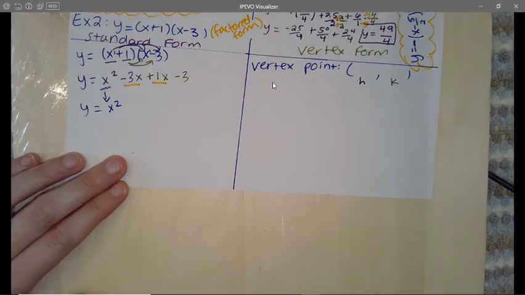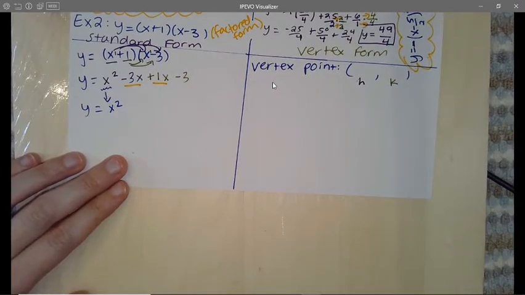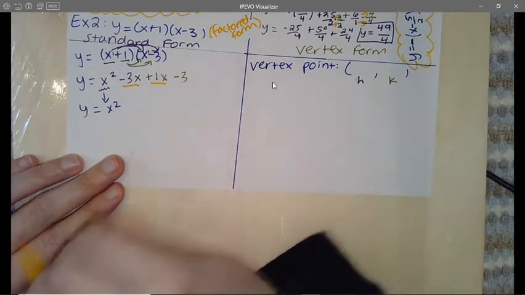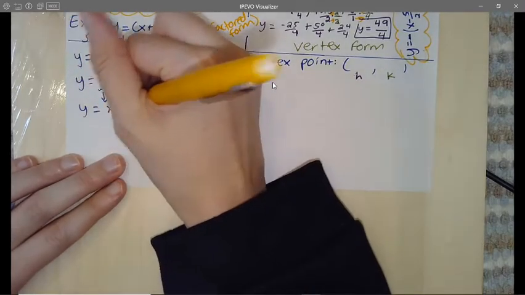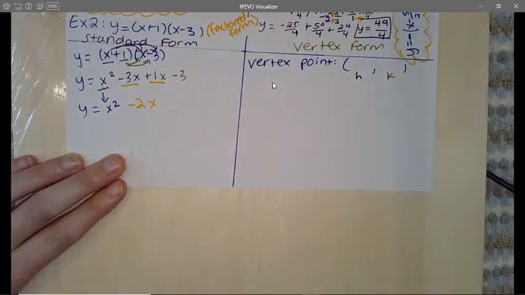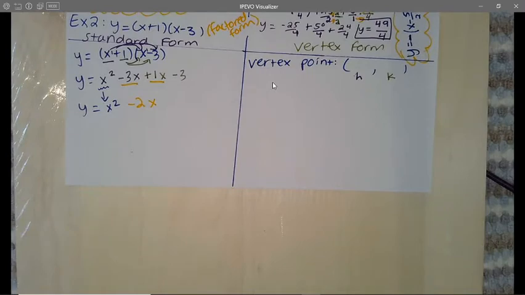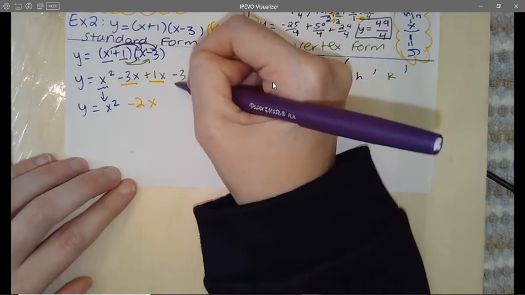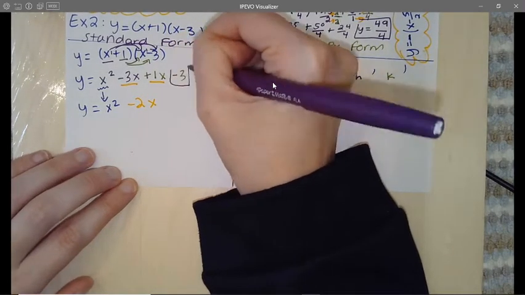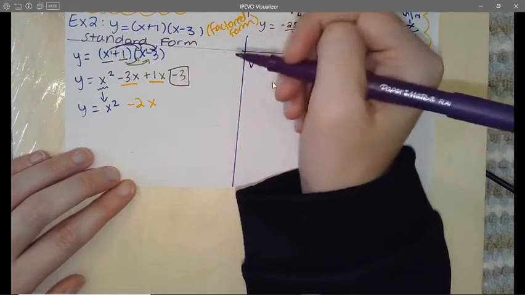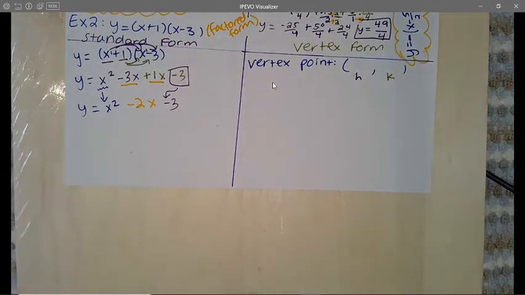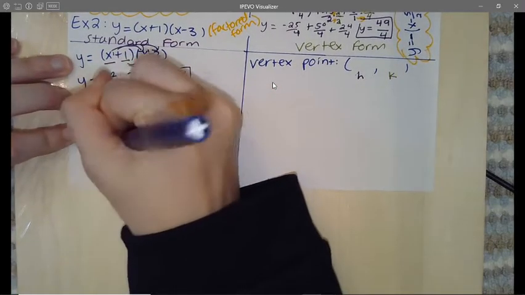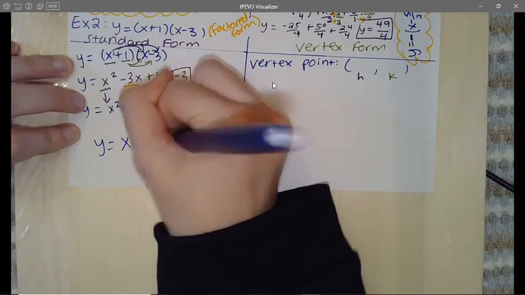Don't forget, you guys, when you add like terms, don't touch the variable's exponent. Leave it alone. You just add the coefficients, or the numbers in front of the variables. So negative 3 plus 1 is negative 2. And then I'm just going to bring on down the x. Then my final value, the number without the x and without any other like terms to add to, is the negative 3, so I'm going to bring that on down. Okay, you guys, so standard form is y equals x squared minus 2x minus 3.